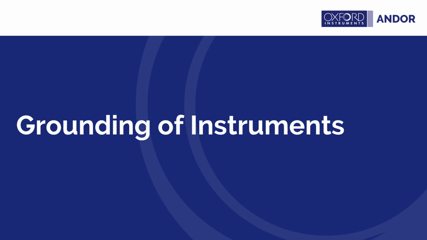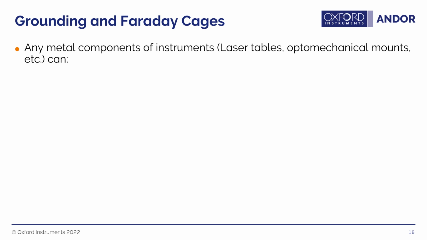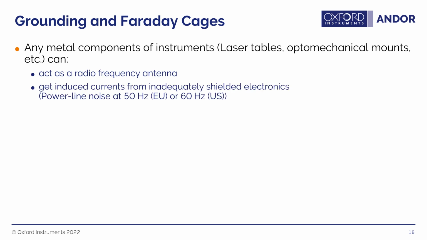The next type of phenomenon that I want to talk about, and the next thing to consider, is the grounding of instruments. Any metal components of instruments, whether it's laser tables, optomechanical mounts, or other things, can act as radio frequency antennae, or they can get induced currents from inadequately shielded electronics. One common example of this in any laboratory is the power line noise from the AC power from the walls. That would be around 50 hertz in the EU and around 60 hertz in the US.